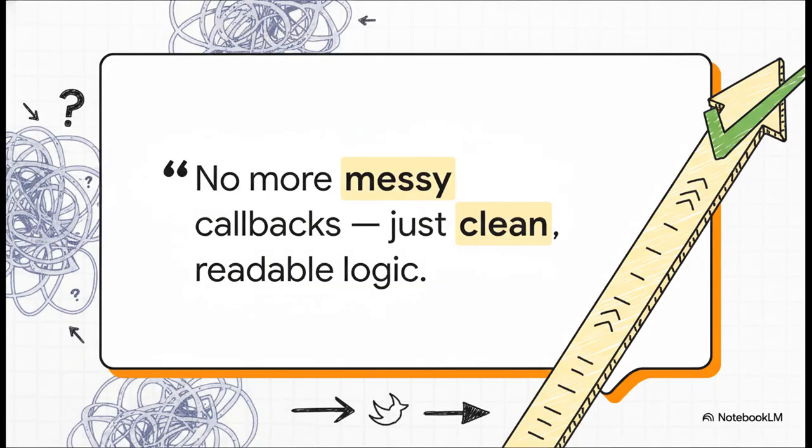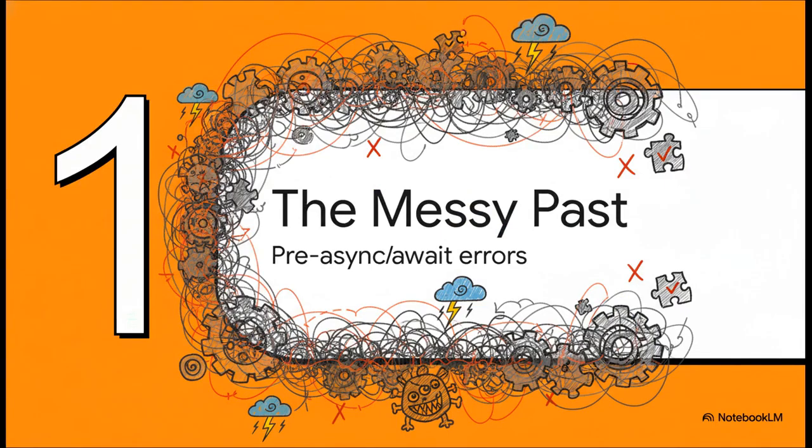No more messy callbacks. No more pyramid of doom. No more confusing completion handlers. Seriously, Swift's modern concurrency model lets us write async code that reads just like simple top-to-bottom synchronous logic. So how does it pull this off? Let's dive in.